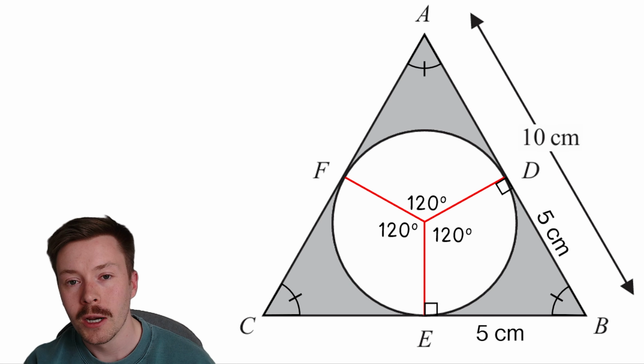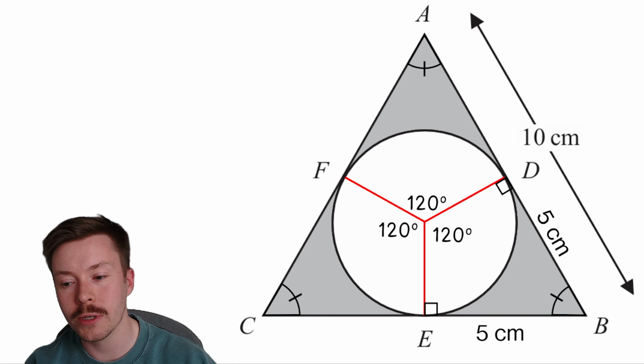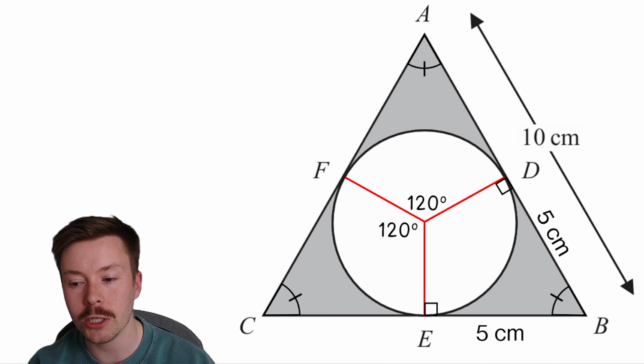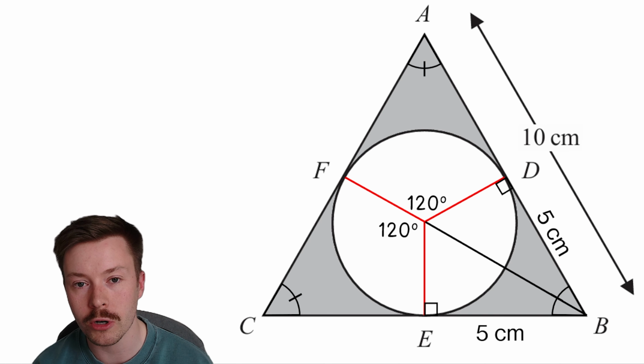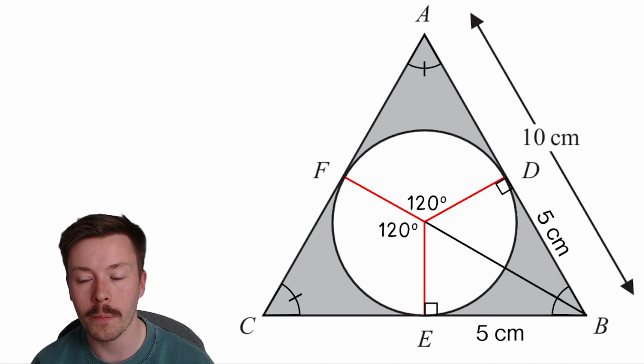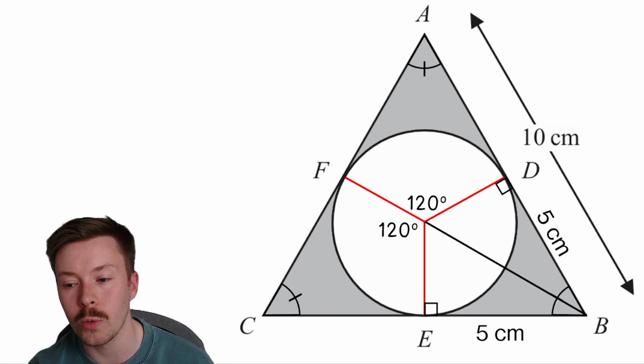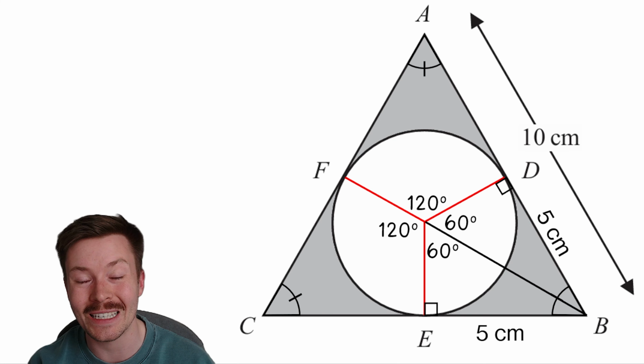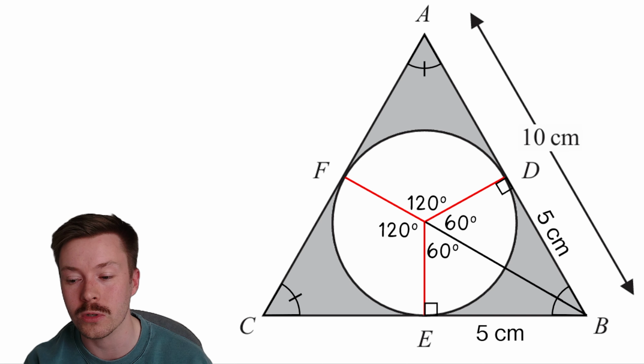Okay? Now from there, what I'm going to do is draw a line from the origin of the circle to B, the bottom right of the triangle. Now what that will do is bisect the 120 degrees into two 60-degree angles.